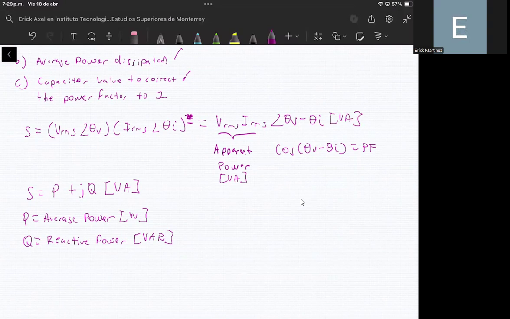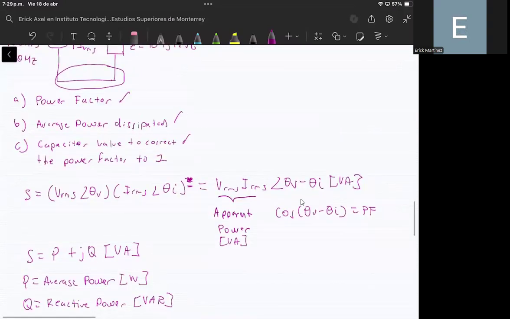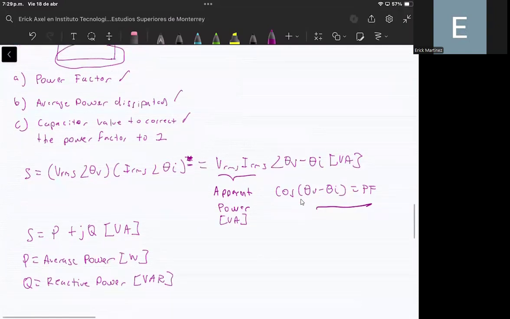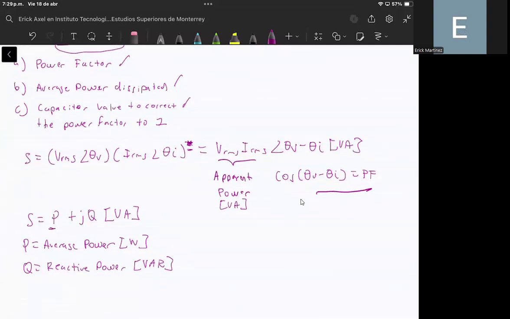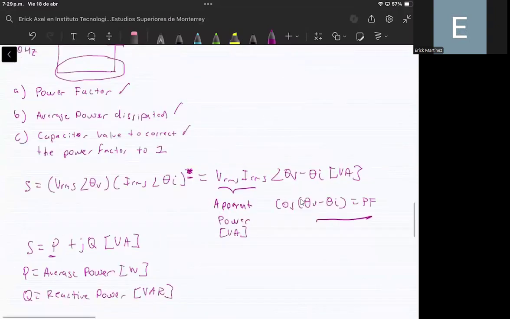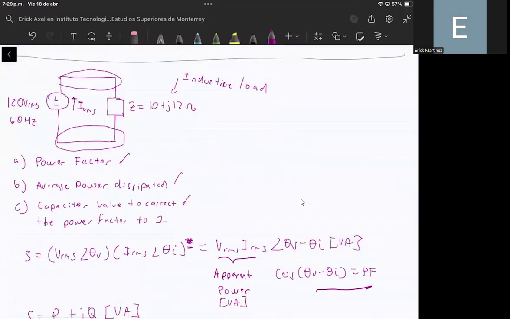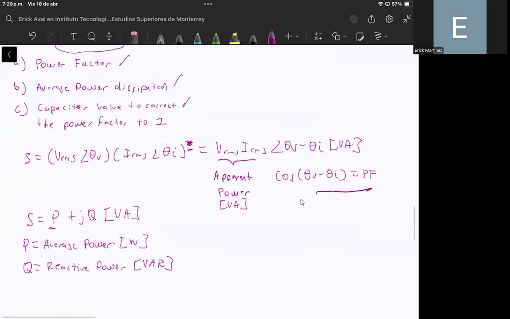And well, we have this information. What else can we compute? Well, we can use the complex power to compute all of the metrics that we need, because we can use the complex power to compute the power factor, and also we can obtain the average power by taking the real part of the complex power in rectangular form. The only problem is the value of the capacitor that we need to connect in parallel to this circuit in order to correct the power factor. But let's first deal with the first two points.